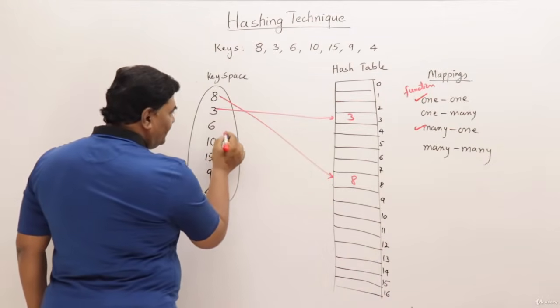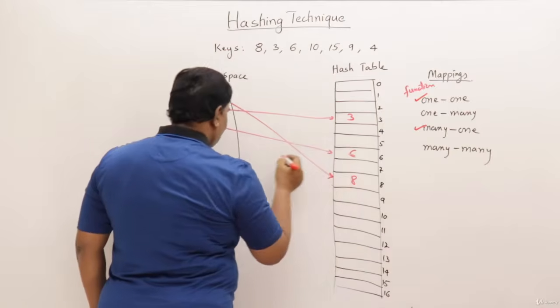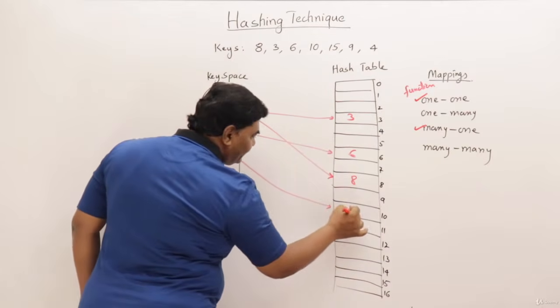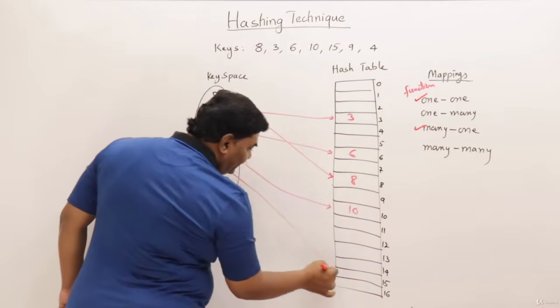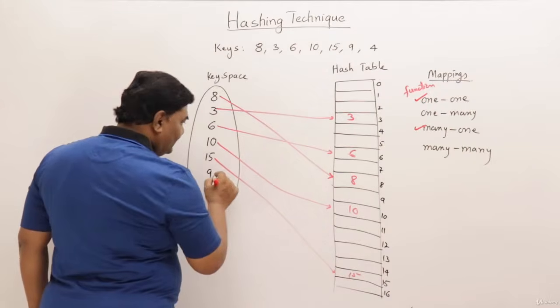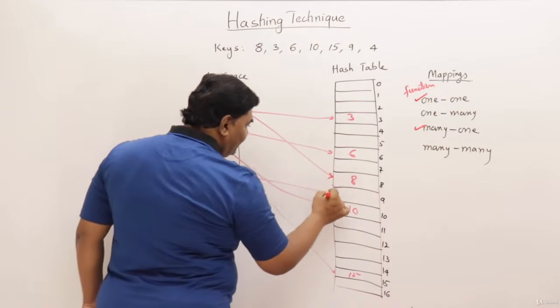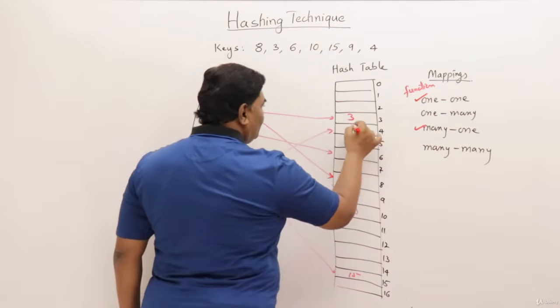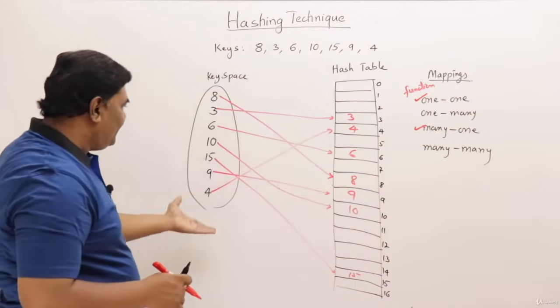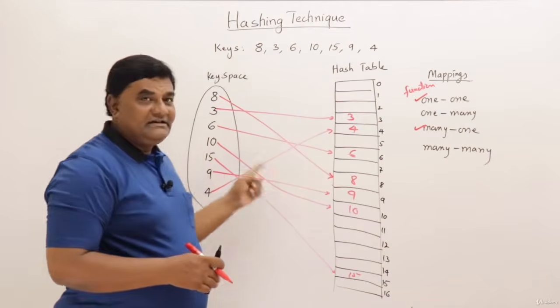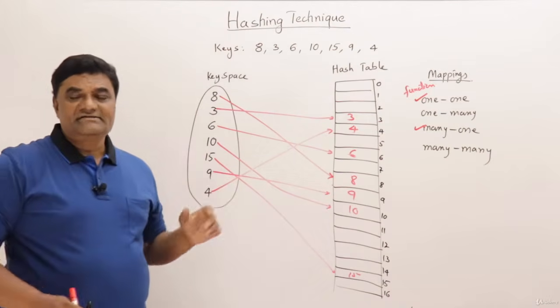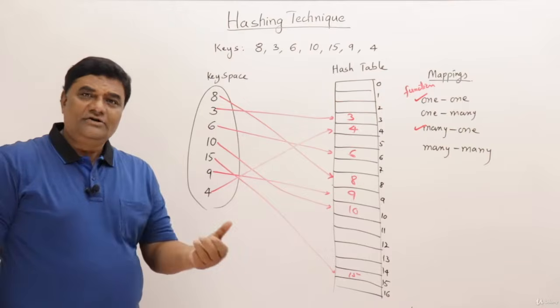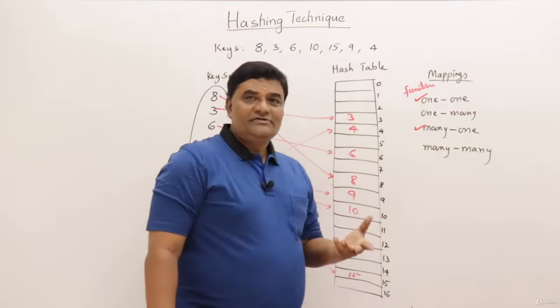Then 6 should go on index 6. 10 should go on index 10. 15 on index 15. Then 9 on index 9. 4 on index 4. See, this is one-to-one mapping. Yes, every key is mapped on one index in the hash table. It is one-to-one mapping, so it is called a function.